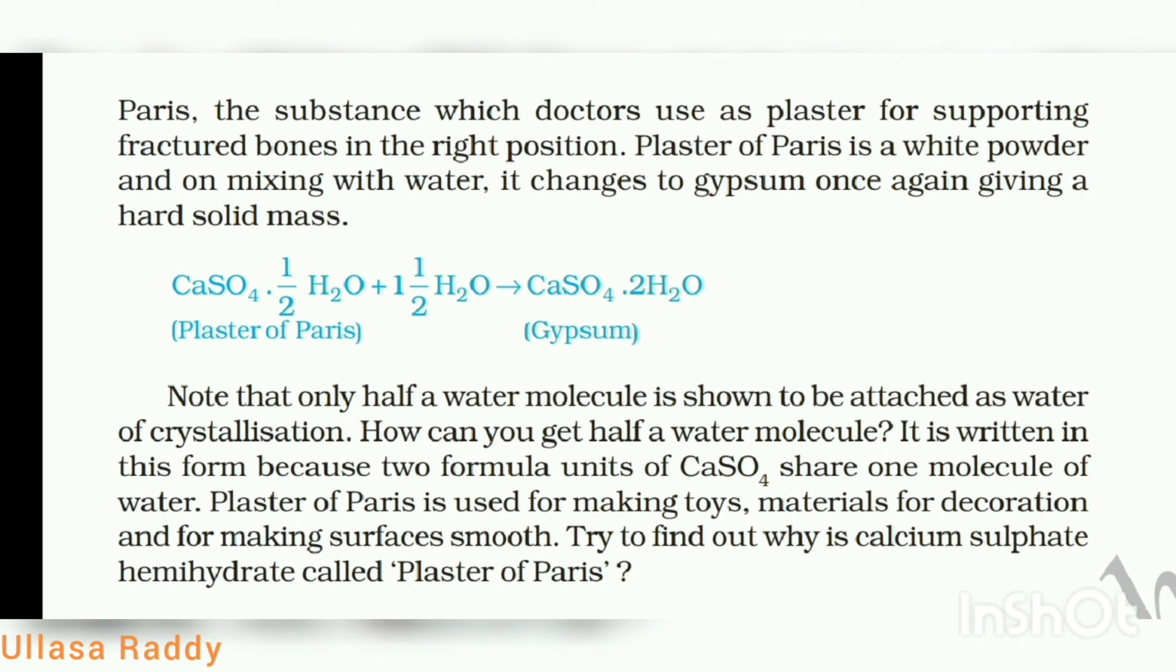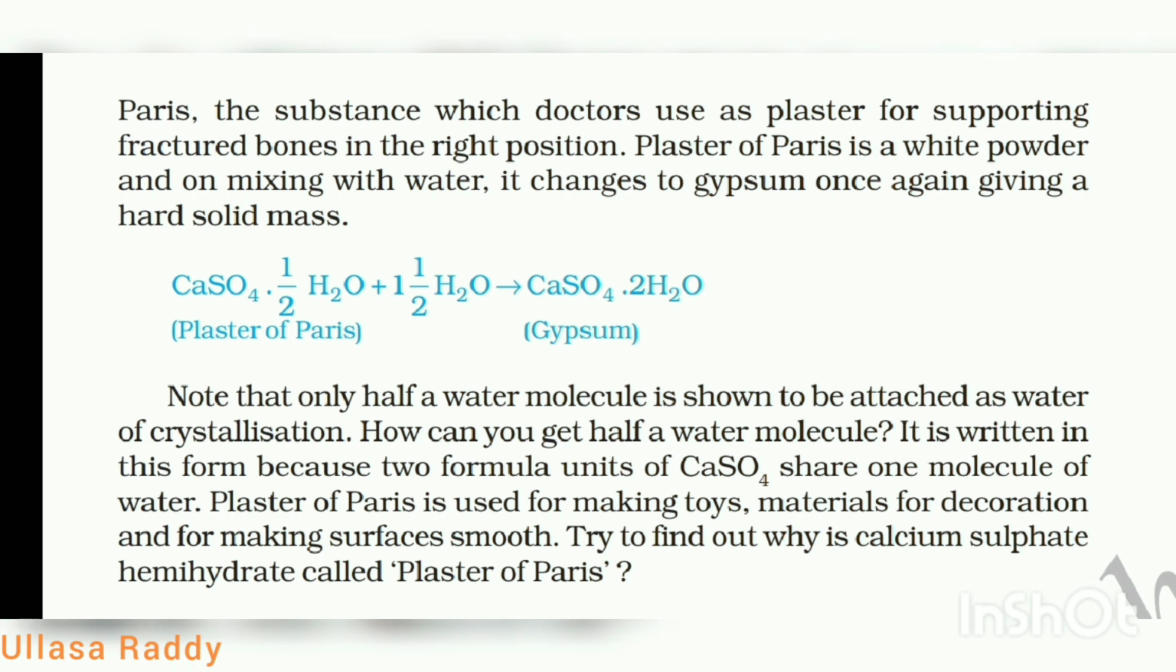CaSO4.1/2 H2O, calcium sulfate hemihydrate, plus 1 1/2 H2O gives gypsum. The gypsum formula is CaSO4.2H2O. Note that only half a water molecule is shown attached as water of crystallization. How do you get half a water molecule? It is written so because 2 formula units of CaSO4 share 1 molecule of water. Plaster of Paris is used for making toys.